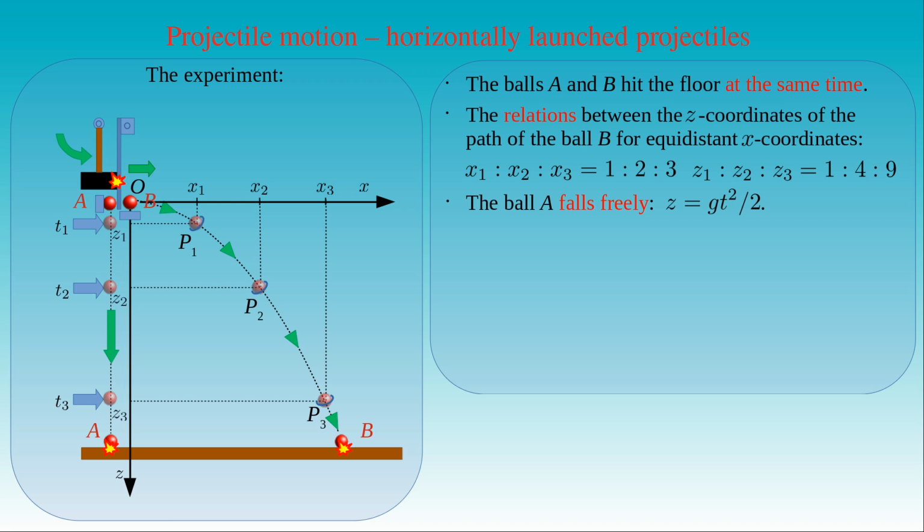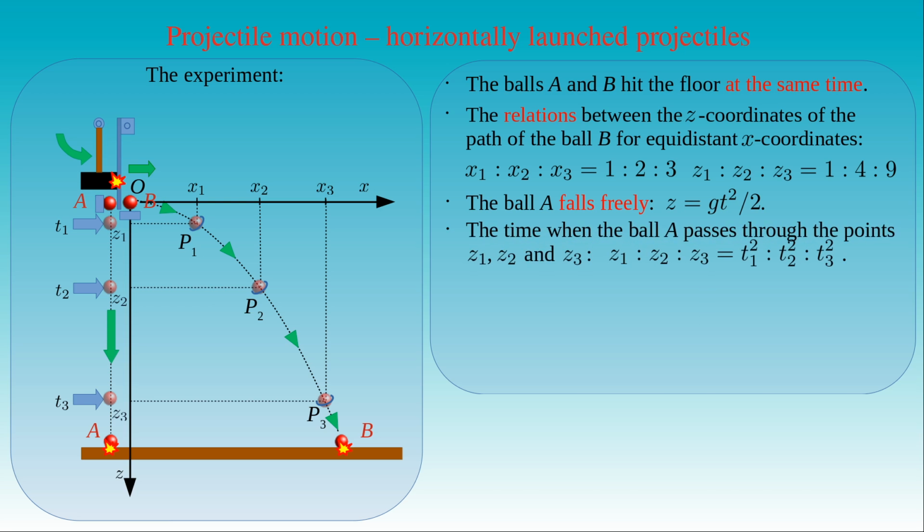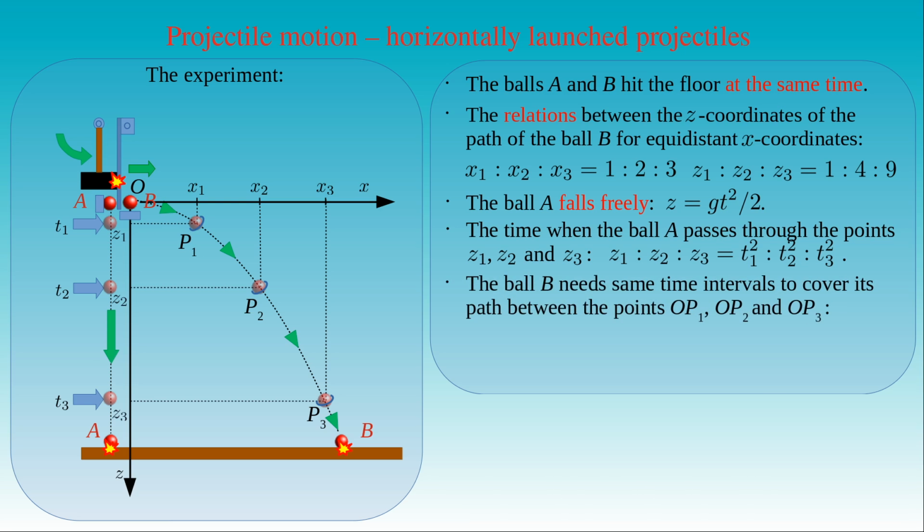As a result, the ratios between z1, z2, and z3 are equal to the ratios between t1 squared, t2 squared, and t3 squared. Since the two balls hit the floor at the same time, the ball B needs the same time intervals to cover its path between the points O and P1, O and P2, and O and P3.